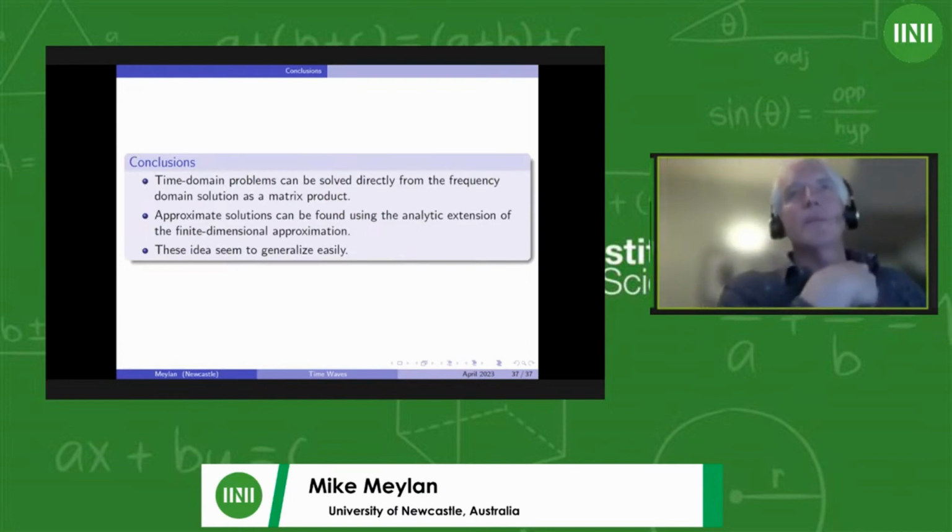Hopefully you've learned something, and certainly perhaps some of you already knew that you could write this time-dependent solution from the frequency domain as this matrix product that so simply generalizes what happens in finite dimensions. But it wasn't obvious to me, and I've never seen it written down. And then we talked about this analytic extension. I didn't really get too far into that, but that's another whole topic.